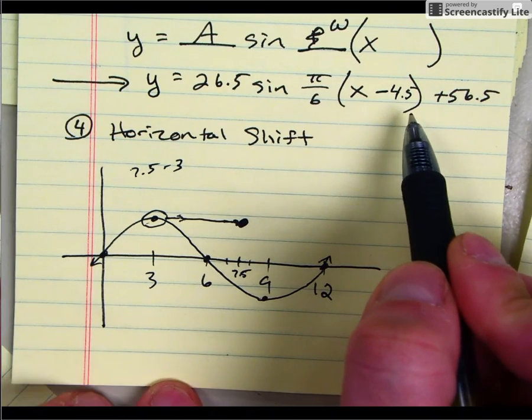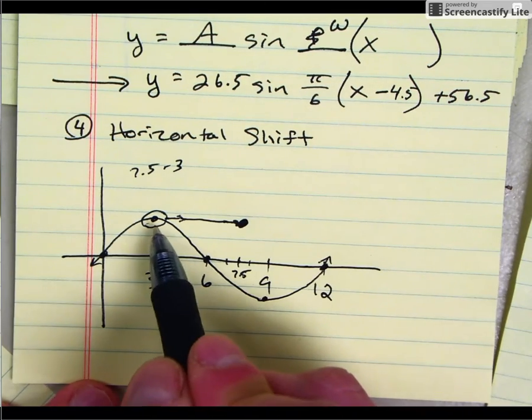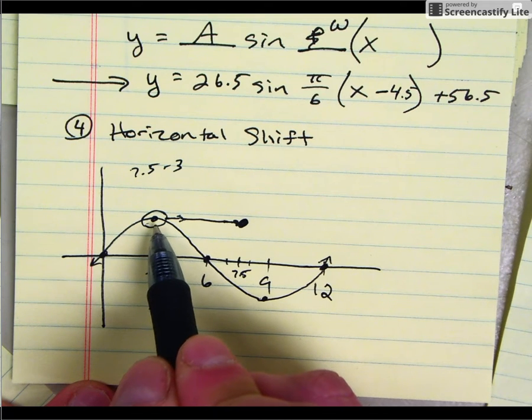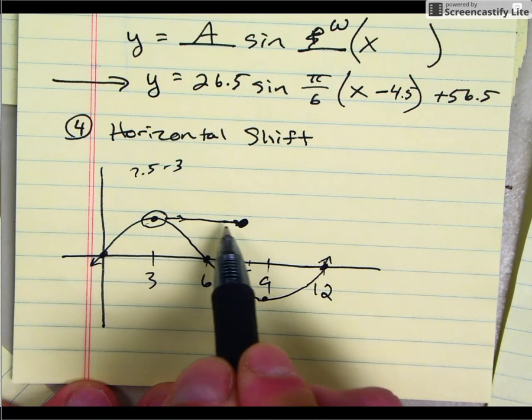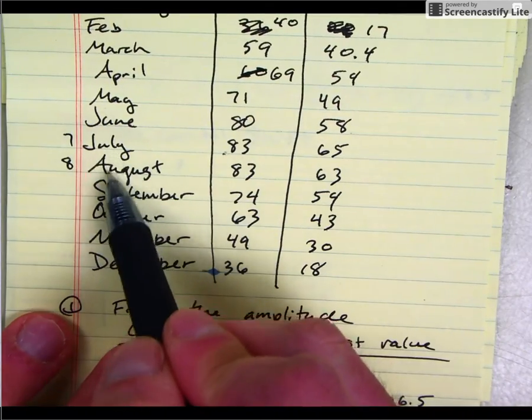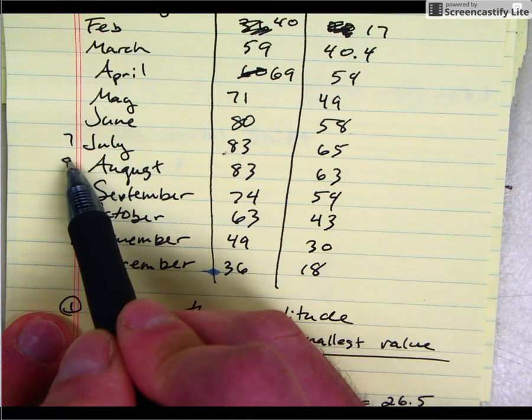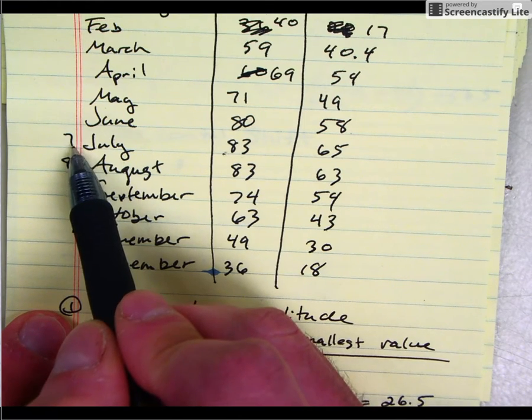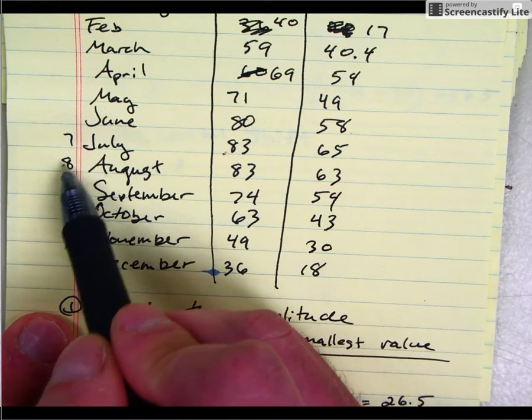So again, in recap, we want to move this relative maximum that's right here and shift it over to where it actually should be for our data. The relative maximum for our data is between July and August, so at 7.5, because July is month 7 and August is month 8. So between those is 7.5.